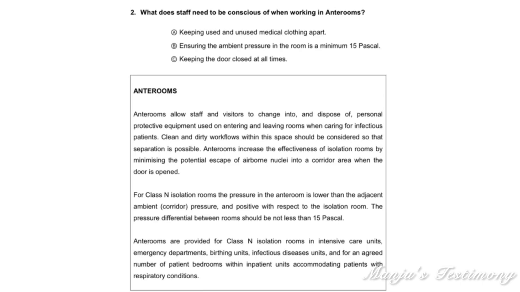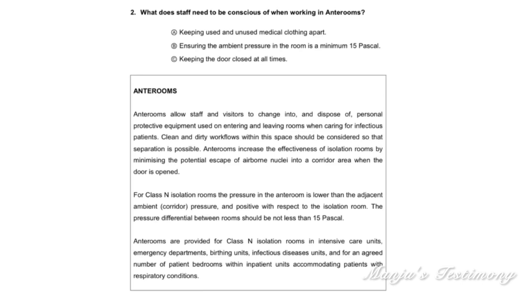So let's read the question. What does staff need to be conscious of when working? The staff need to be conscious about when they're working in the anteroom. That means the people who are handling or managing the anteroom should consider the dirty and clean workflow within the anteroom while managing it.